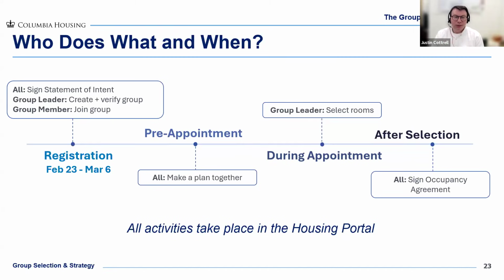Because during the group's appointment time, the group leader will assign each member of the group to a specific room. So once the assignments are made, everyone, including the leader, must sign their occupancy agreement. All of these actions take place in the housing portal and can be found within the room selection application.